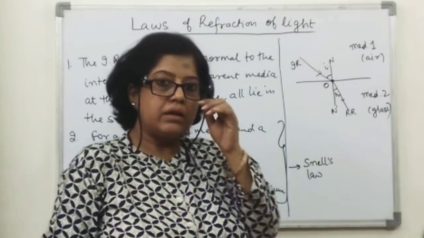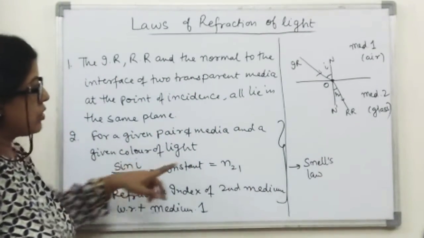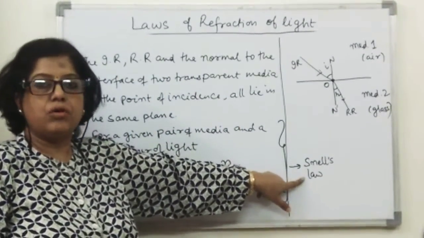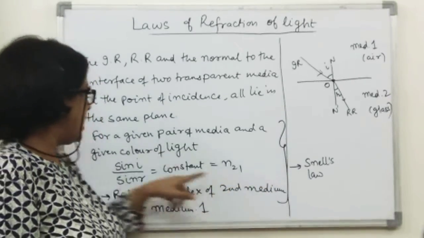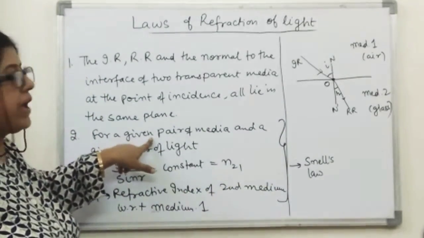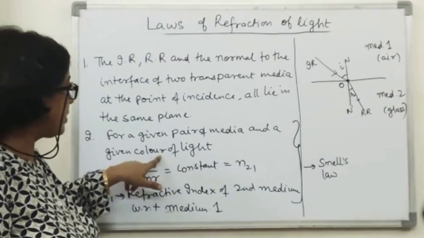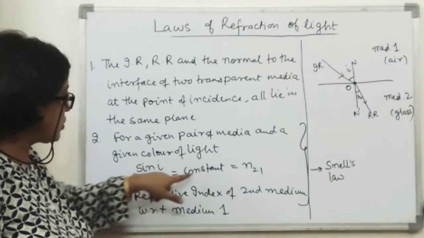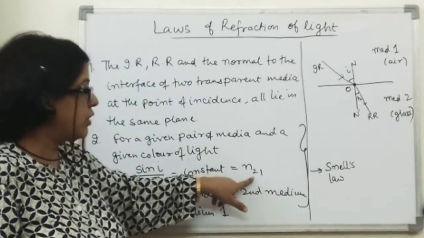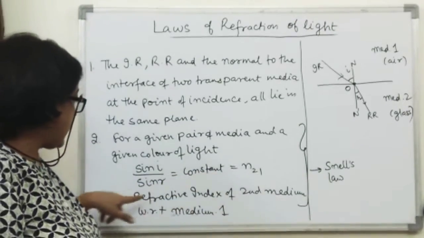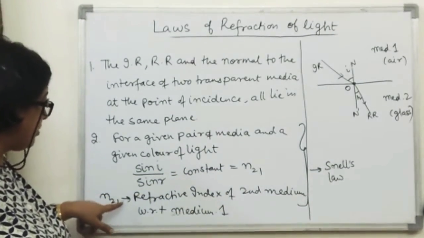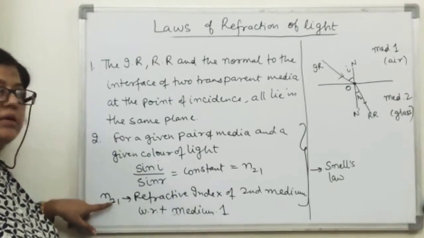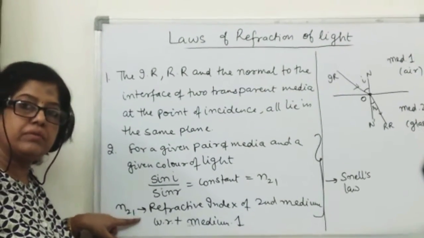This is law 1. Now the second law is a very important law, which is also called Snell's law. Snell's law says that for a given pair of media and a given color of light, the ratio of sine of i to sine of r is a constant, which is equal to n21, and n21 represents the refractive index of medium 2 with respect to medium 1.